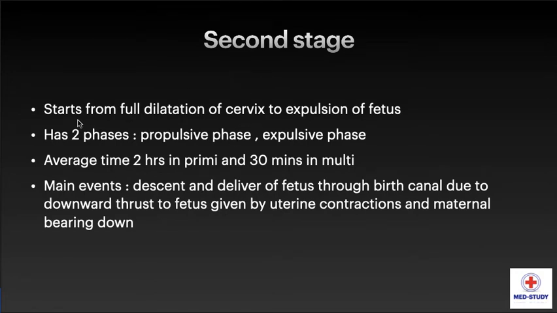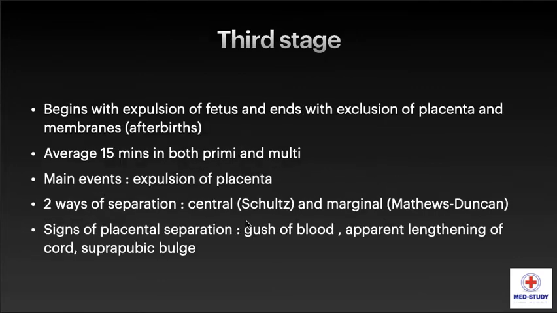Second stage starts from full dilatation of cervix to expulsion of fetus. It has 2 phases, propulsive phase and expulsive phase. Average duration is 2 hours in primigravida and 30 minutes in multigravida. Main events are descent and delivery of the fetus through the birth canal due to downward thrust to the fetus given by uterine contractions and maternal bearing down.